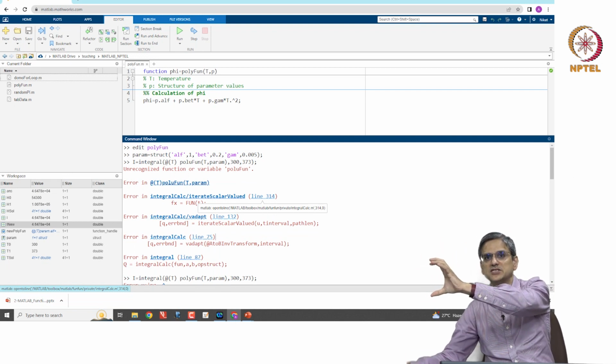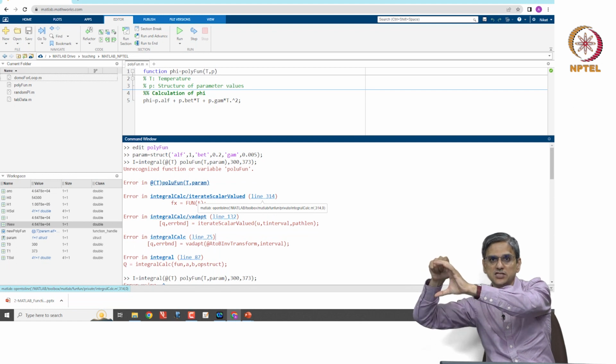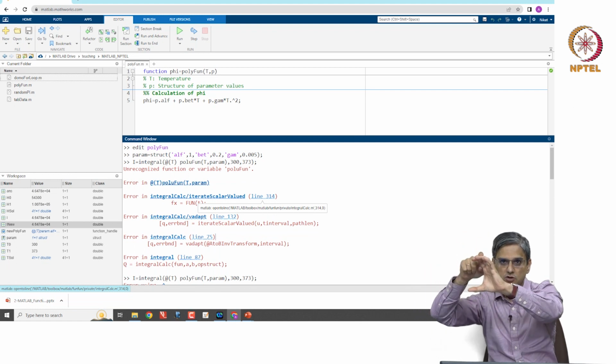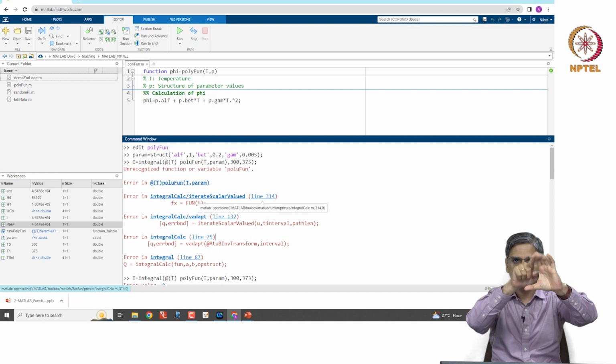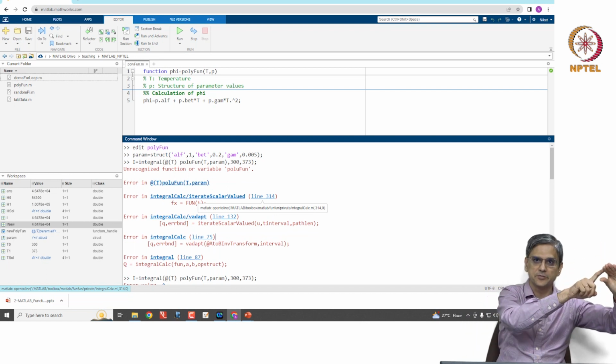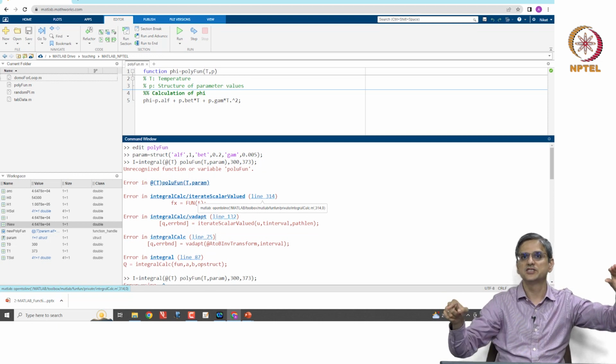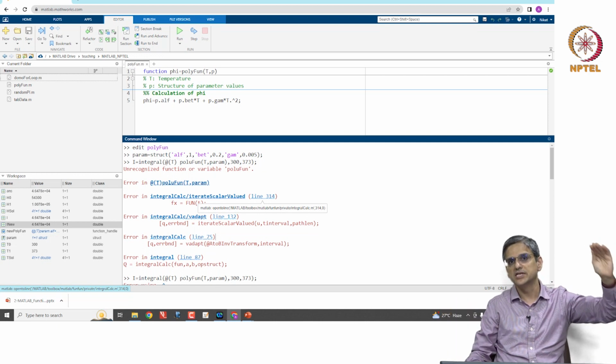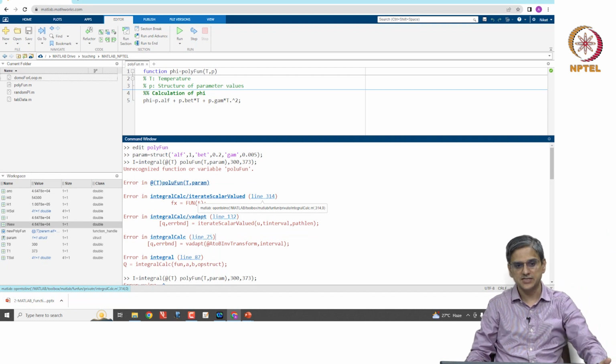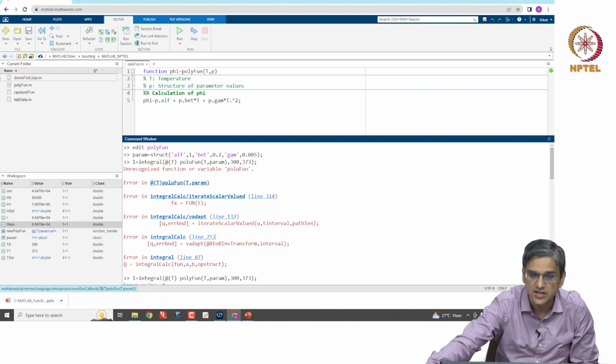So, what MATLAB is telling me is that the error could be in this function, or it could be in this calling function, or it could be in this calling function, or it could be in this script. Now, because these are all internal MATLAB functions, none of these I know have errors. The error is in my script. So, I will go back and relook at my script and I will realize the problem is the name polyfun. Okay?